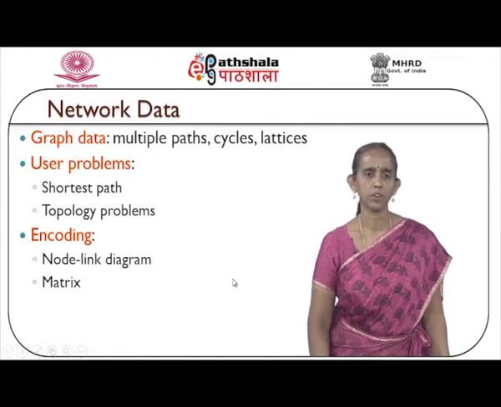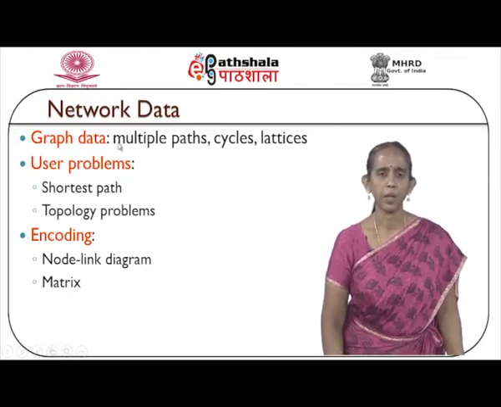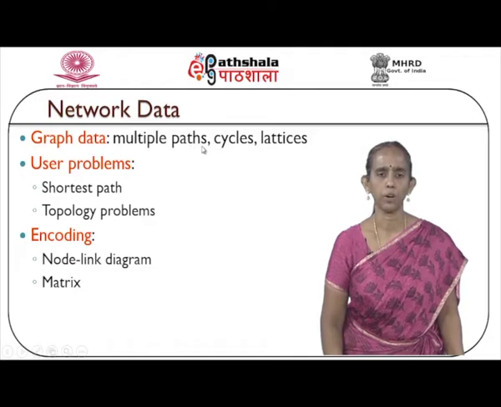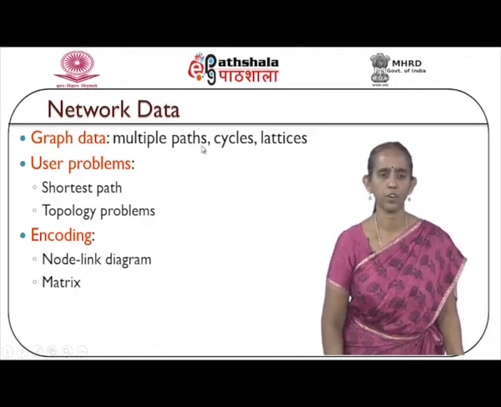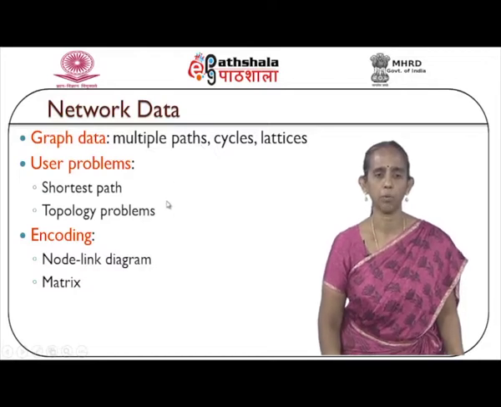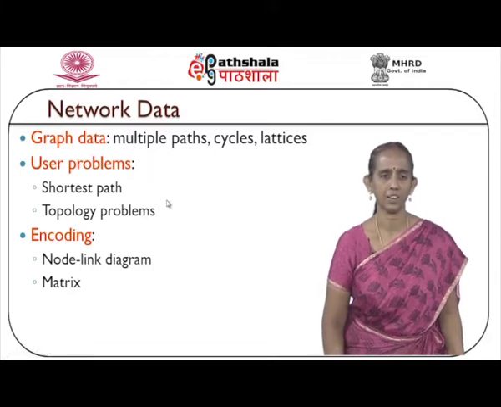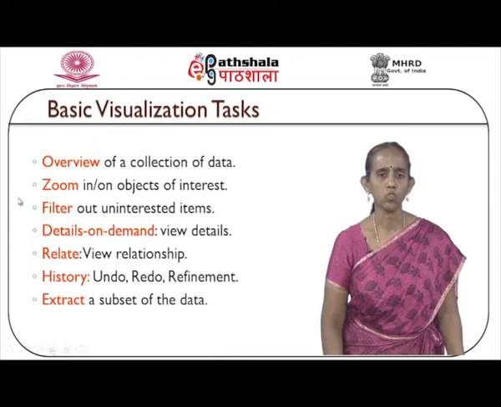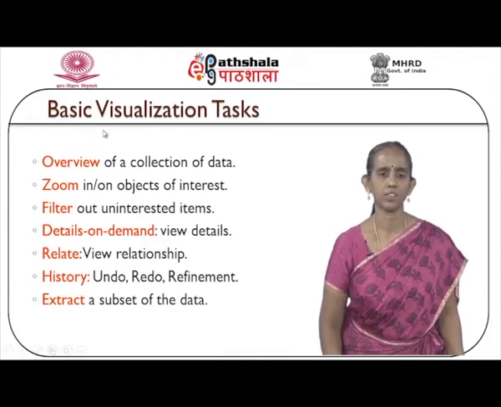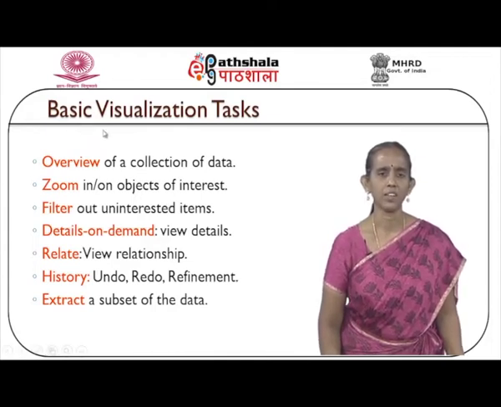Next comes the network data set. Examples are graph data. User problems associated with this are to find the shortest path and topology related problems. Encoding principles associated with this kind of network data set are node link diagrams and matrix kind of diagrams.